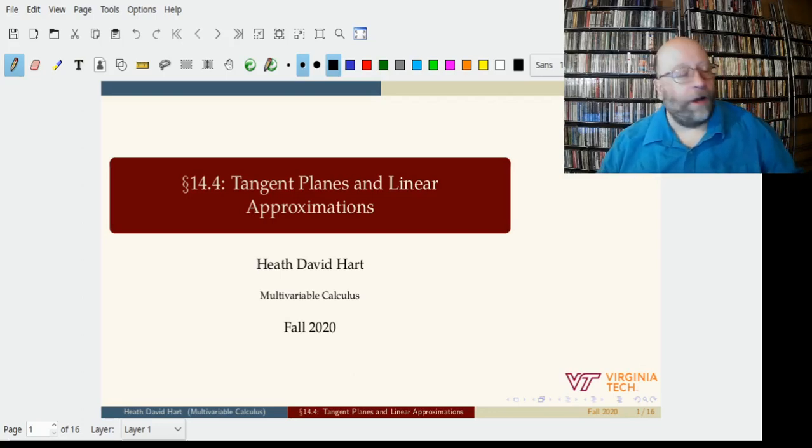We're on section 14.4 today. This is the last section before the exam. Our exam will be on Wednesday and we will review on Monday, but I want to make sure that everybody is ready before the weekend. So this is the last day of material that will be on the test. We're on the section for tangent planes and linear approximations. Let's go ahead and get started.